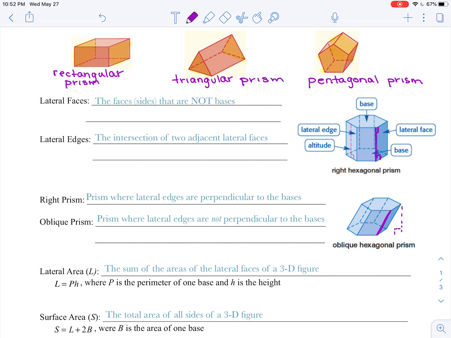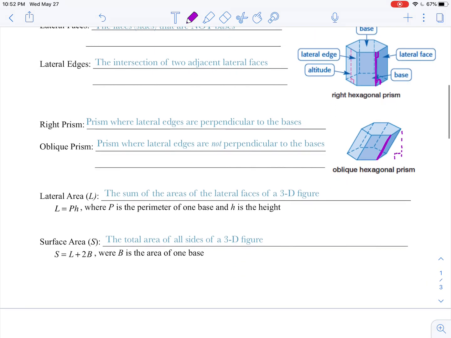So in the first part of today's lesson, we're going to look at the lateral area and surface areas of prisms. The lateral area is the sum of the area of all of the lateral faces. Surface area is the total area of your figure. And actually, I think that a cylinder is the easiest shape to think about lateral area versus surface area.